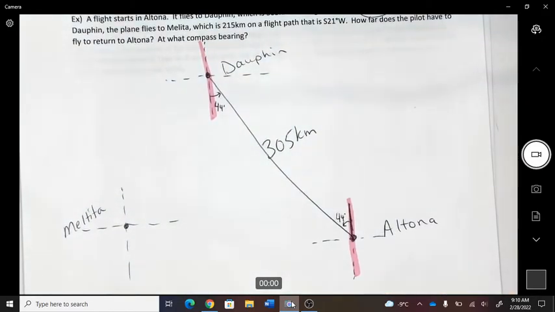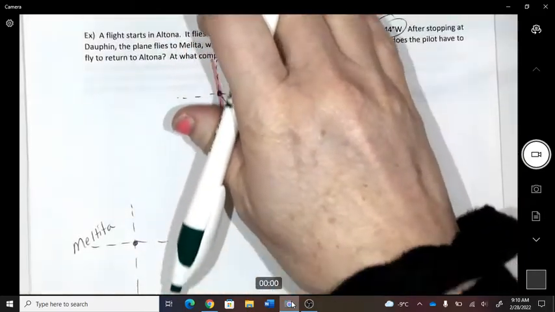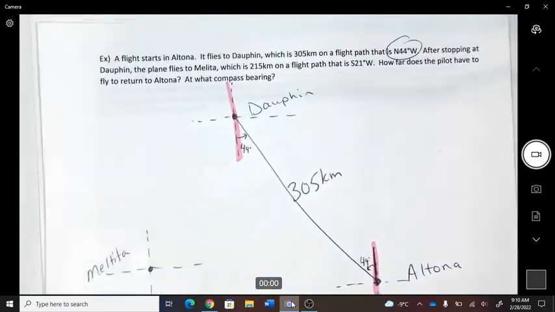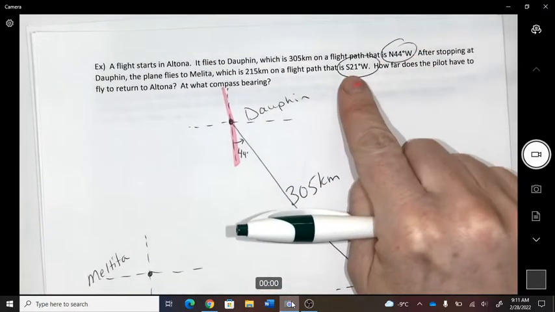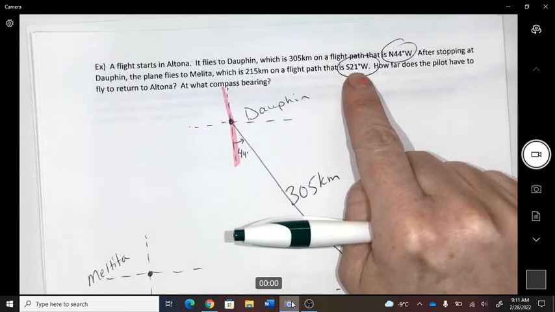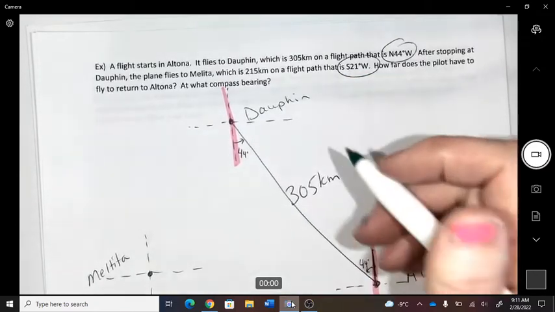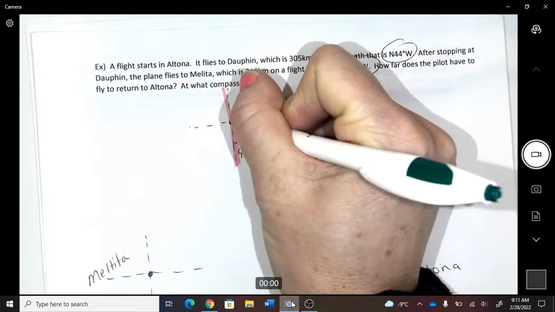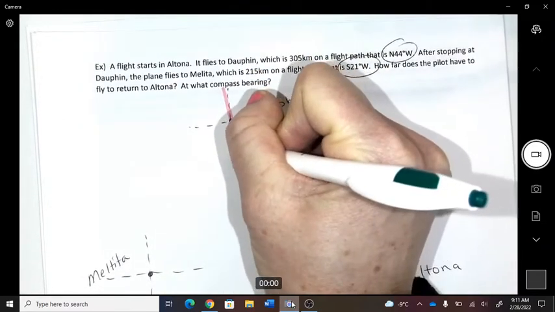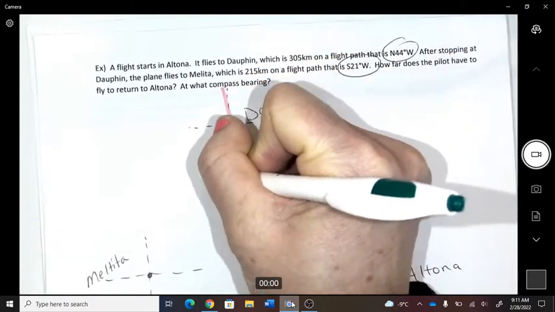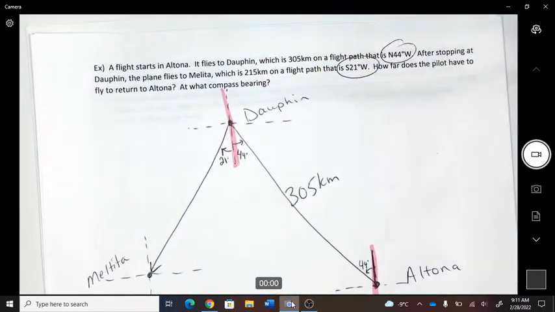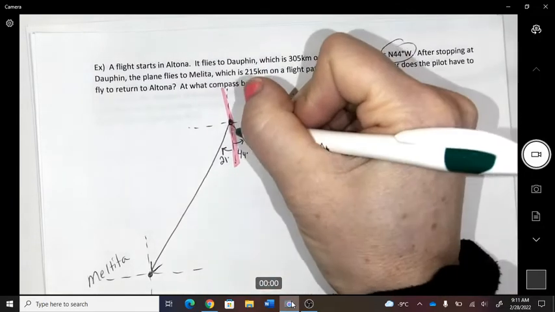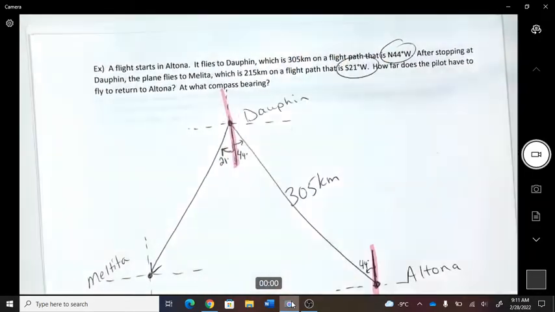Okay, now we're at Dauphin. Now we're going to head to Melita. So we have to fly. We're going to go south 21 degrees west. So Dauphin, I'm going to go south 21 degrees west. So that's what that angle looks like. South 21 west.